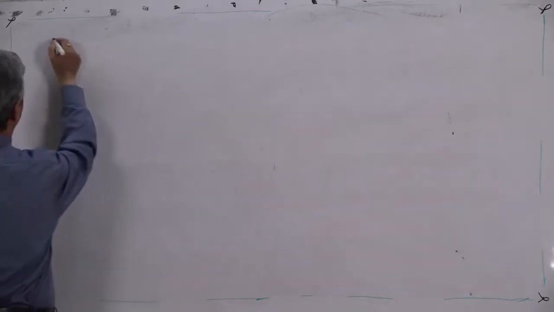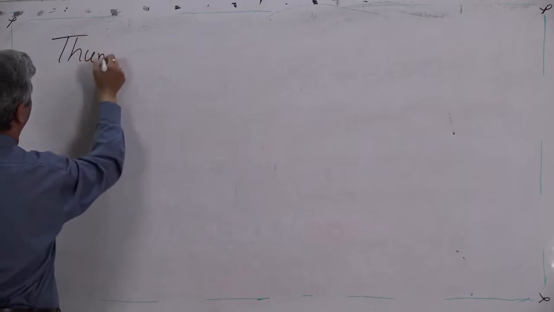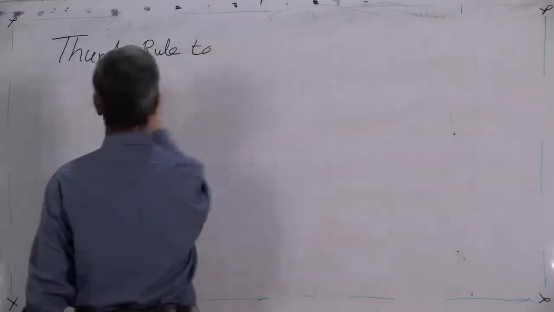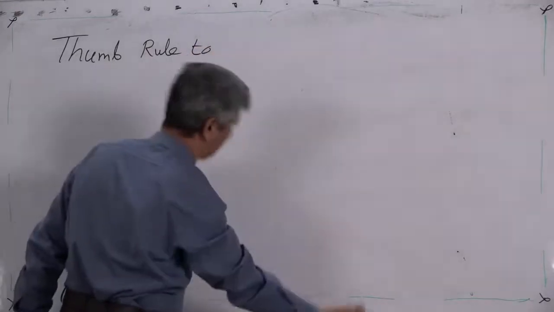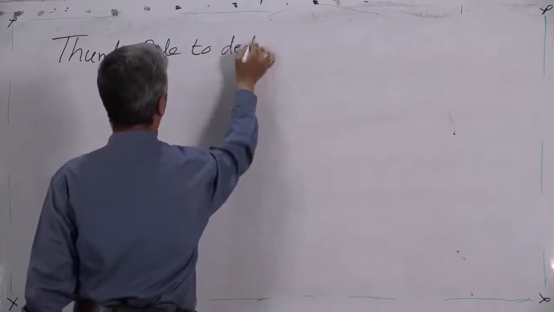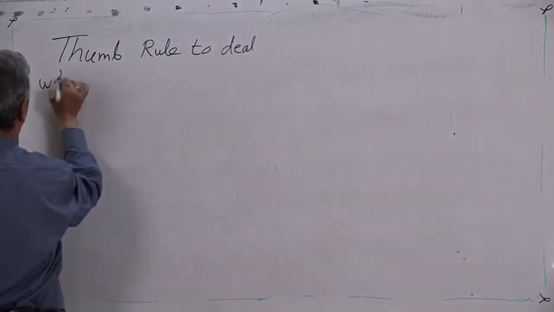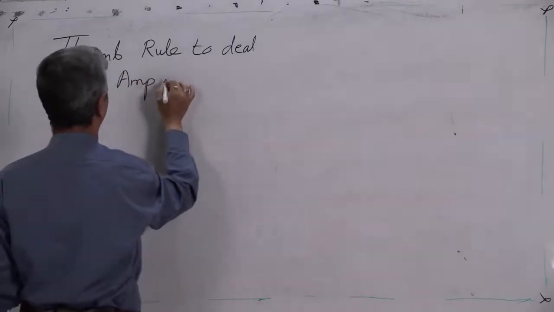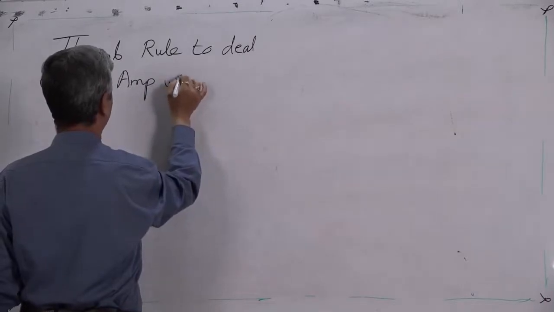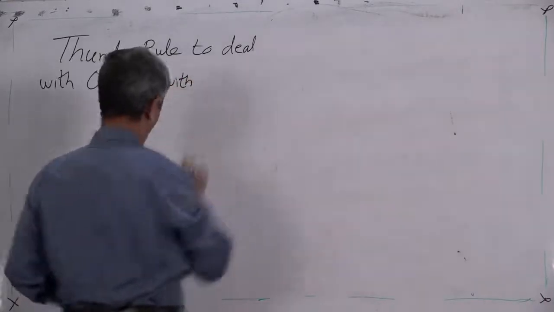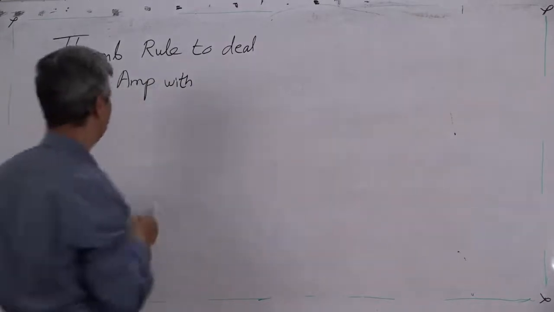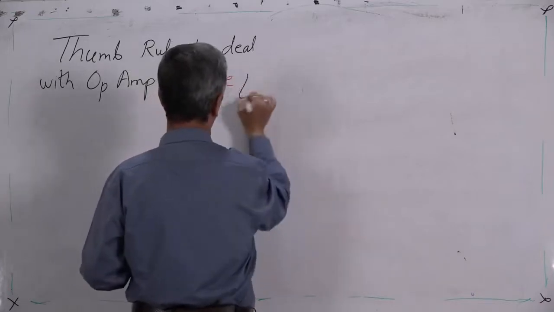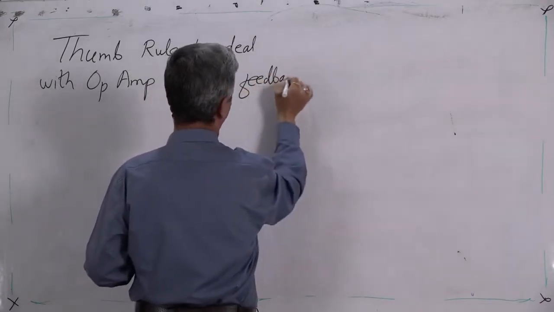I write the thumb rule to deal with op-amp with negative feedback. That is very important. I again write, I purposefully make the sign with a different color: negative feedback. Otherwise this is not useful. This is the thumb rule.